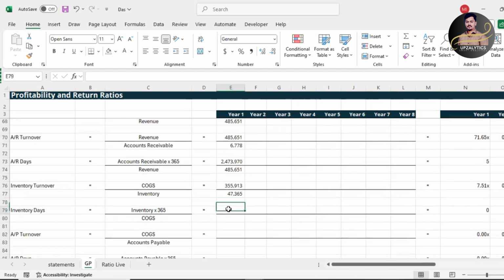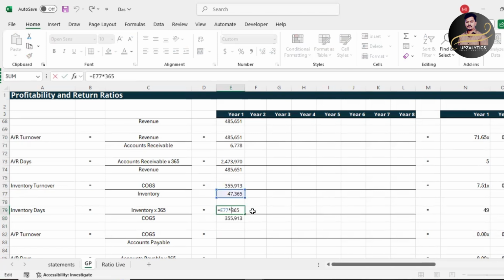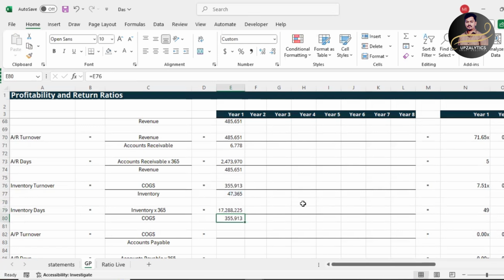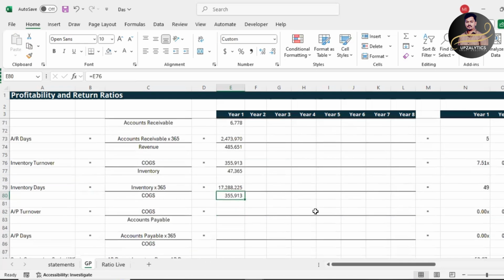When it comes to inventory days, we can get the inventory multiplied by 365, also divided by cost of goods sold. So this is correct. Roughly, to make this specific inventory turnover, we are taking roughly 49 days.